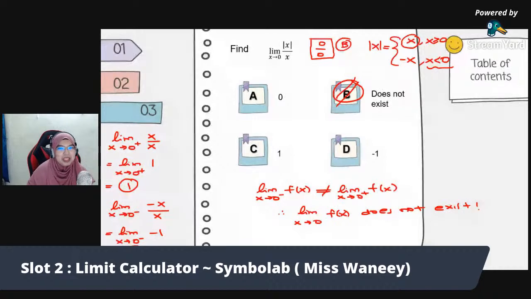So untuk siapa yang buat B, jangan lupa ambil tangan kanan, buat macam ni. Tahniah untuk diri sendiri. Yelah, siapa lagi nak buat kan zaman-zaman COVID ni, so ambillah tangan sendiri. Tahniah. Okay, so now I'm going to show you how you can use Symbolab for this.